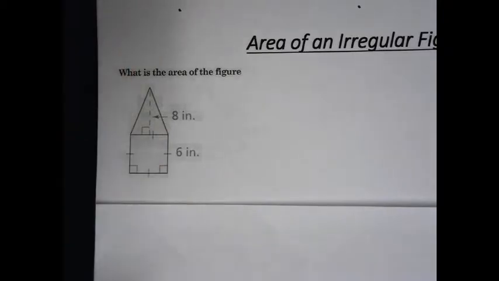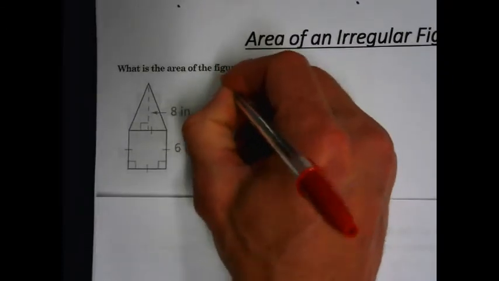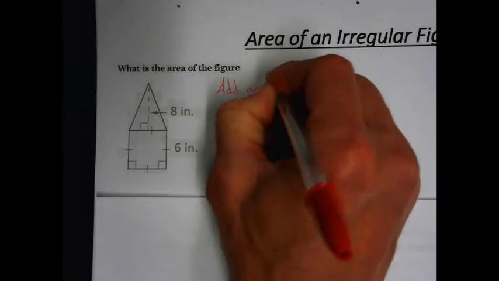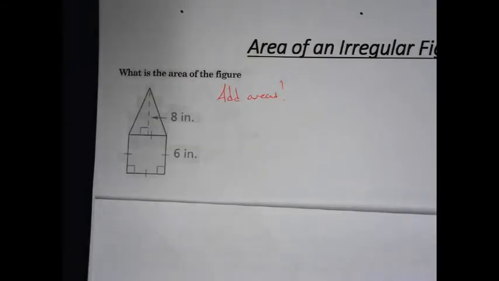What is the area of this figure here? The whole thing. So how does this work? Well, it's kind of like the segment addition postulate, but this time it's area addition. So we're going to add the areas, and then we'll find the total area of the figure.